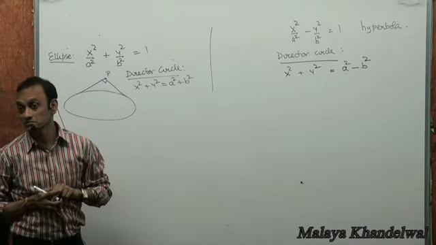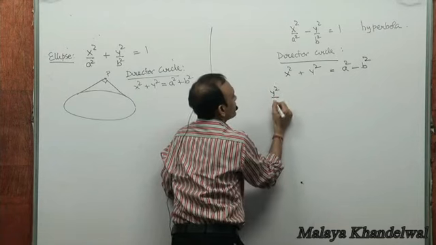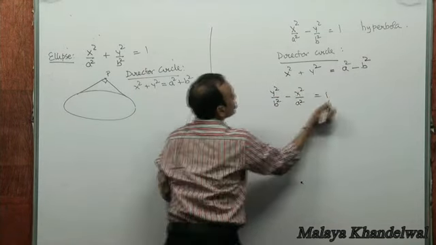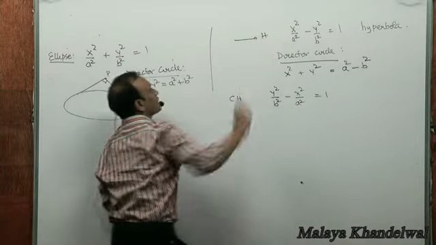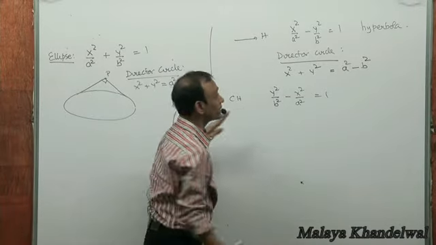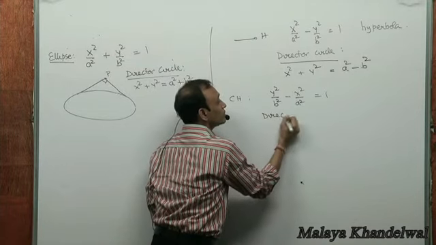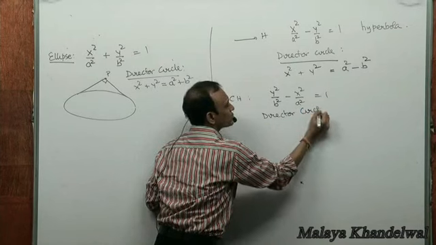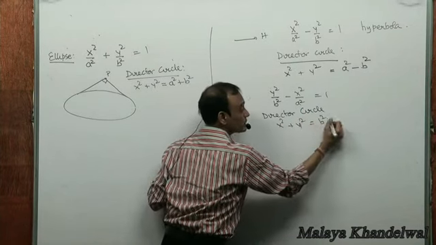Yes or no? If I had a conjugate hyperbola, which is y squared by b squared minus x squared by a squared equal to 1, which is the CH, this is the H, hyperbola, conjugate hyperbola, right? Now in this conjugate hyperbola, you'll have to interchange b and a. The director circle is going to be x squared plus y squared equals b squared minus a squared.